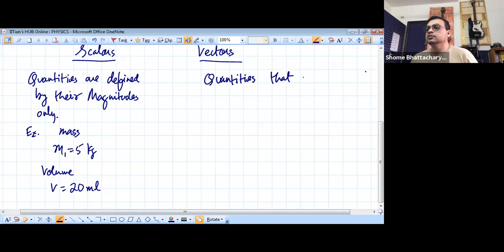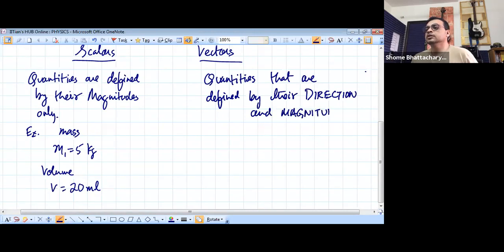that are defined by their direction and their magnitude. If the information about direction is missing, then the information about a vector is not complete.